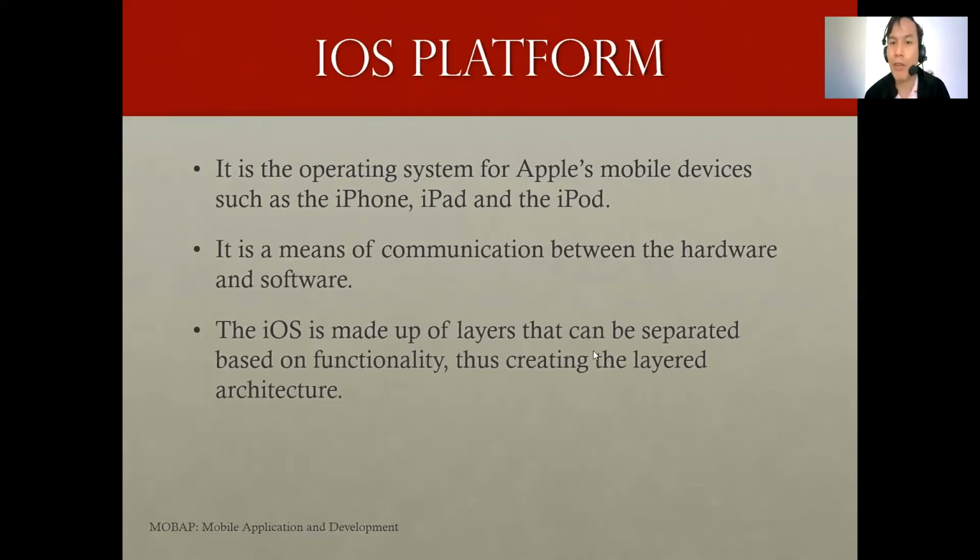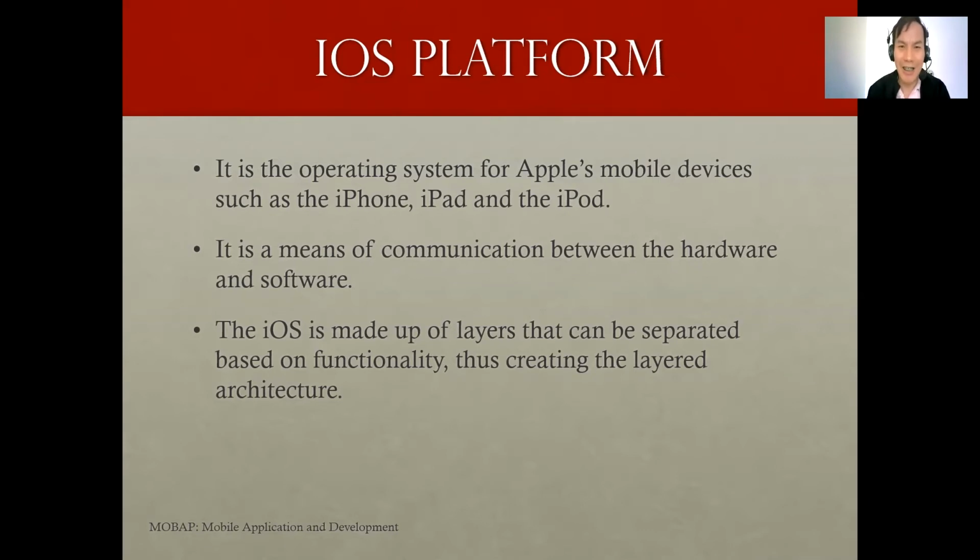This is also made up of layers that can be separated based on functionality, meaning it is layered based on the architecture design. Those are the things we need to learn as we go through the different layers. In every operating system there are different layers, such as in Windows what we call the kernel. I do hope you already know that since you have your operating system subject, which also tackled the different layers in operating systems, so that we won't have any problem with the concept of OS.